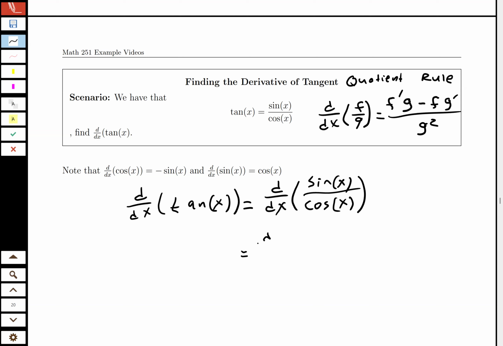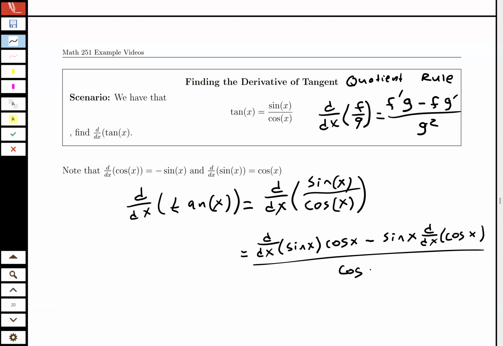The derivative of sine times my bottom function cosine, minus my top function sine times the derivative of my bottom function cosine. And this is all over the denominator squared.